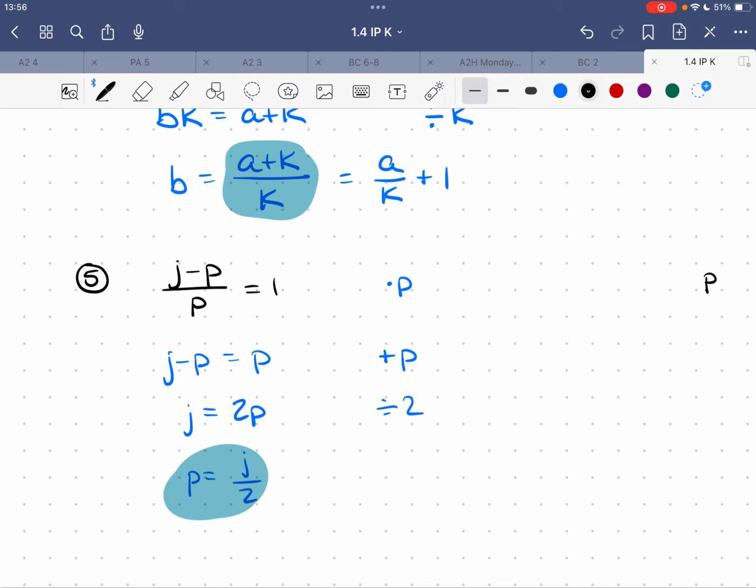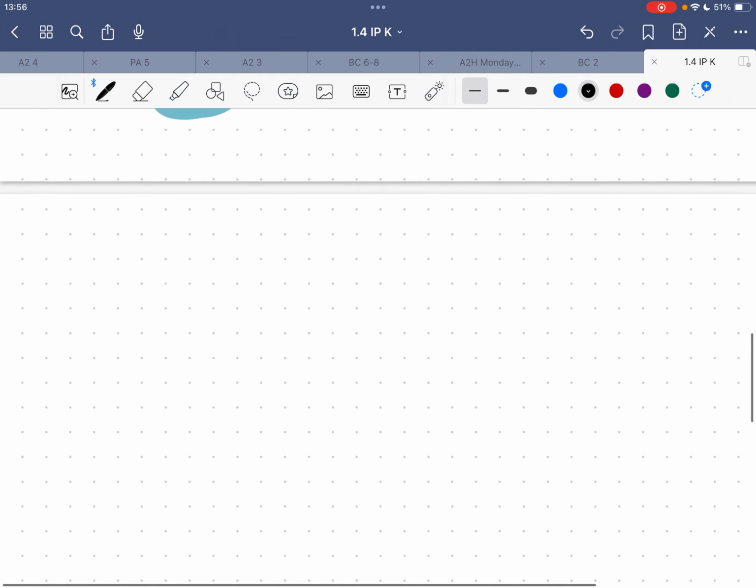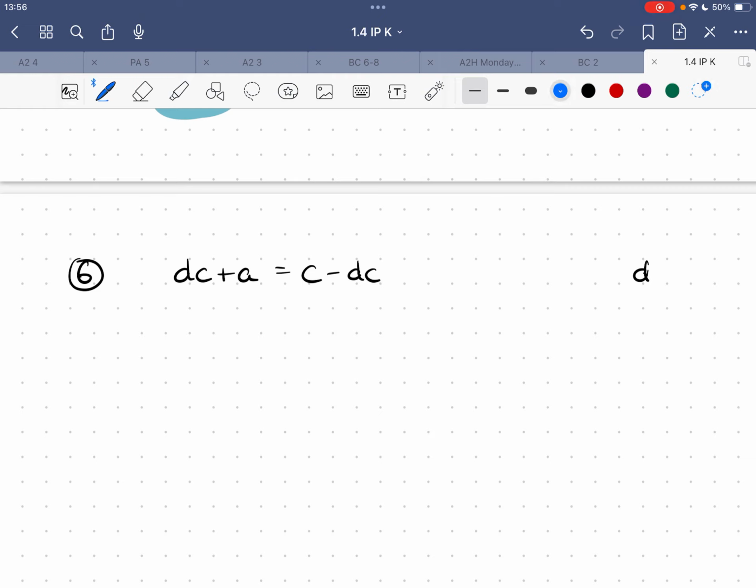Okay, next, moving on. Question 6. dc plus a equals c minus dc. And here we're solving for d. Again, the first thing I do is inspect the equation to see how many times the variable appears. In this case, d actually appears twice. So my strategy is going to be to move all the d's to one side of the equation. So probably I'm going to move this to this side by adding dc, and then I'm going to move what doesn't have a d to that side by subtracting a.